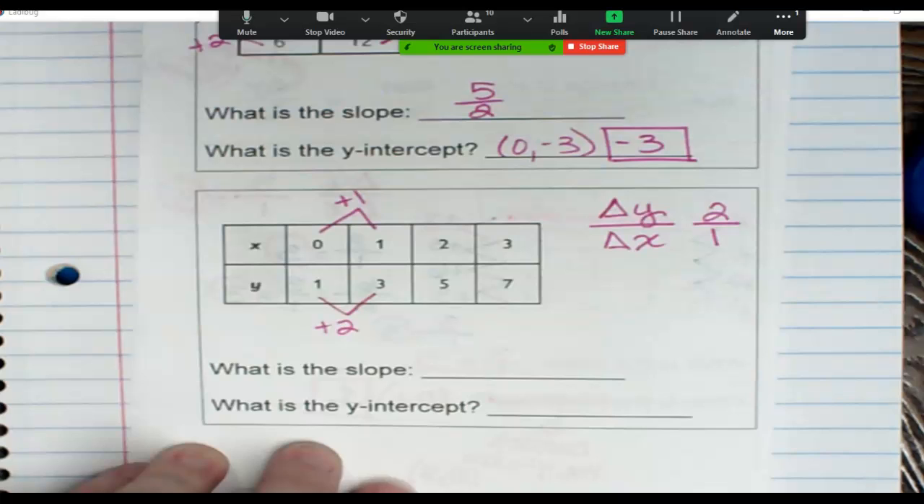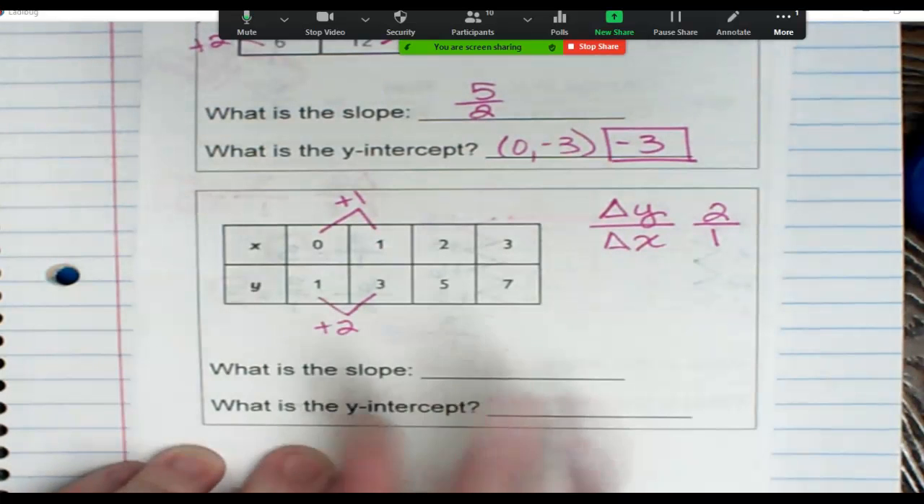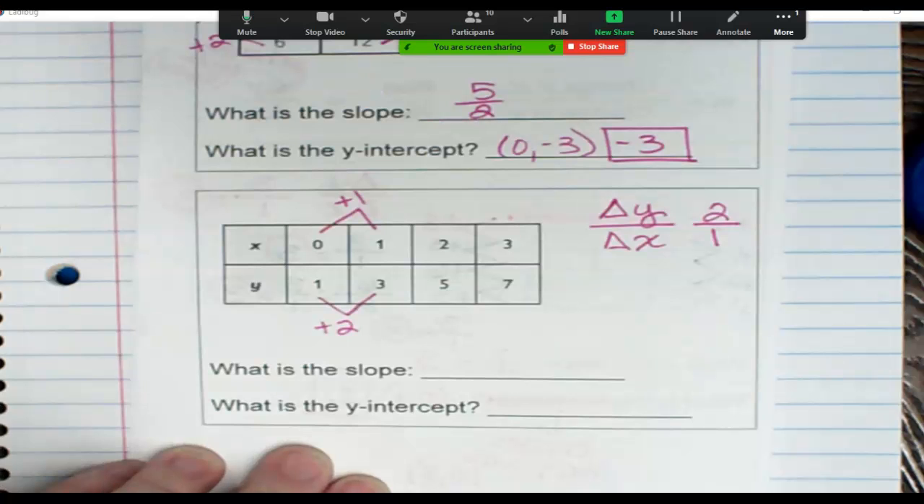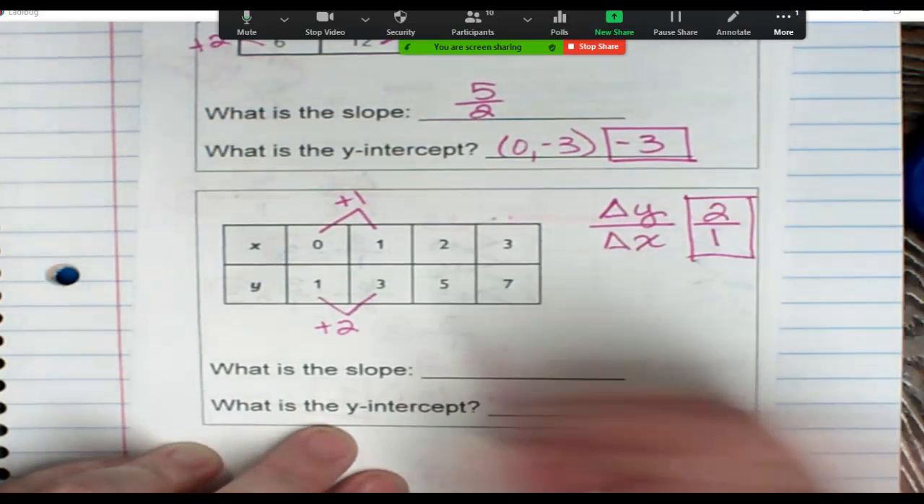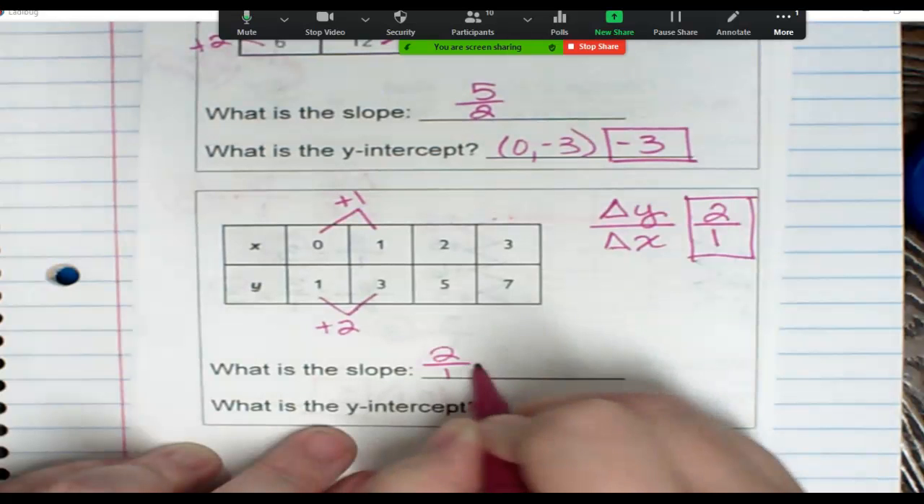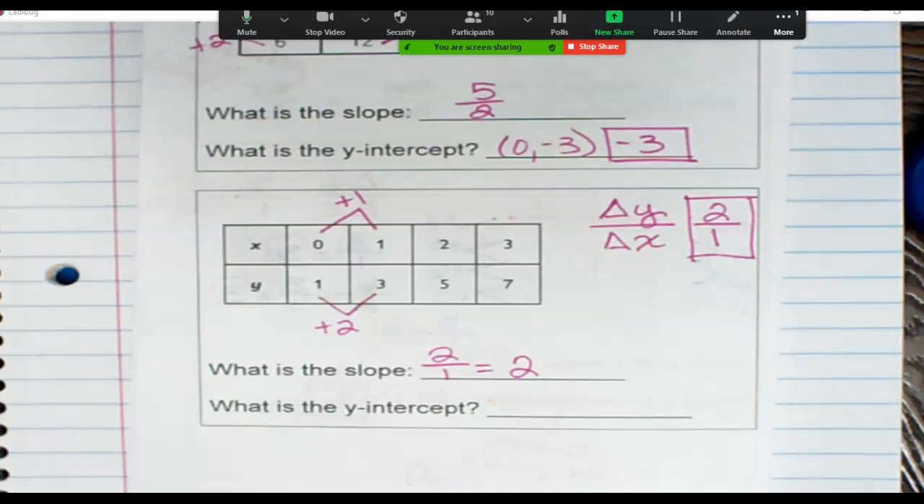All right. So if I only even used one of these ordered pairs, can I already tell what the slope is of this whole table? What is it? Change in y over change in x. So 2 over 1, which does simplify to 2. Could I prove it if I needed to by checking all of the ordered pairs? I could. Do I have to? No. No.